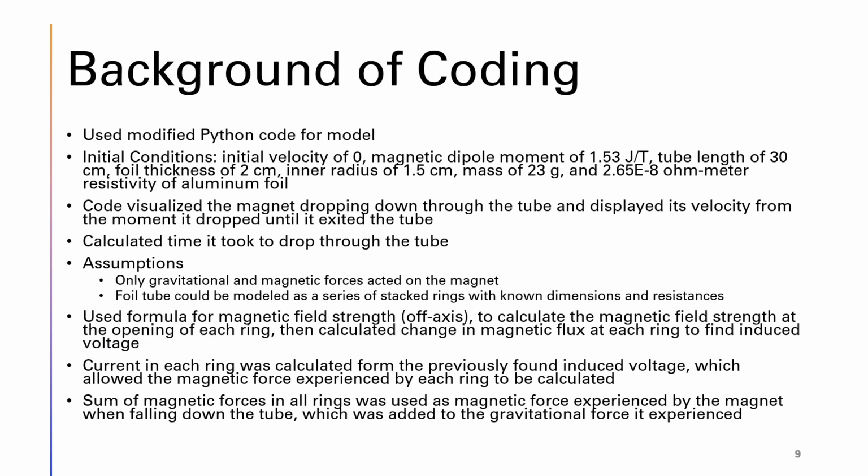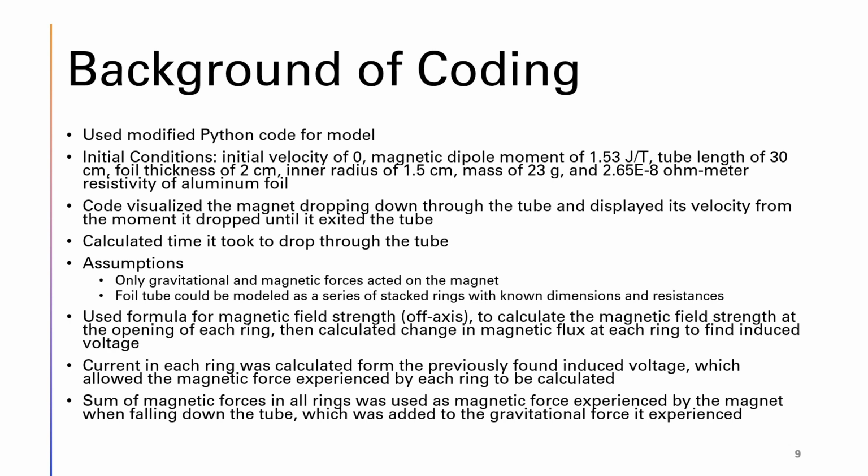For the coding, I used a modified Python code for the model, and I had the same initial conditions as the experiment. The code visualized the magnet dropping down the tube and displayed its velocity from the moment it dropped until it exited the tube. It calculated the time it took to drop through the tube, and it made the assumptions that only gravitational and magnetic forces acted on the magnet, and that the foil tube could be modeled as a series of stacked rings with known dimensions and resistances.